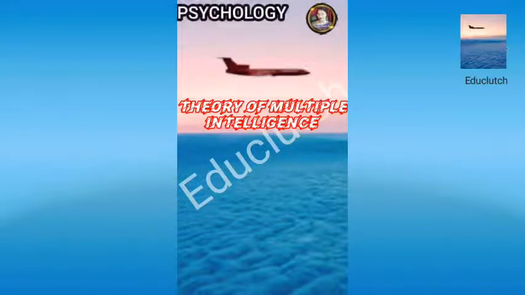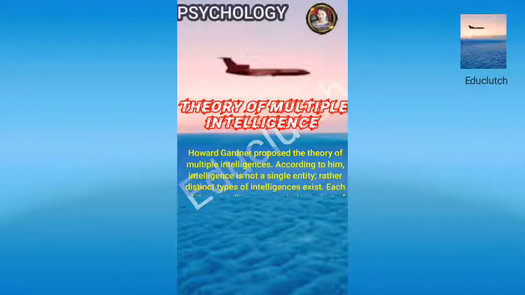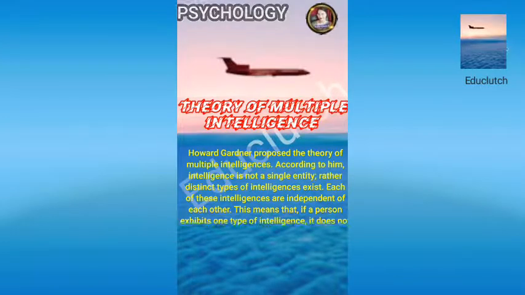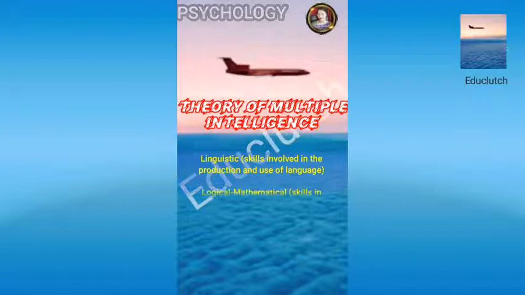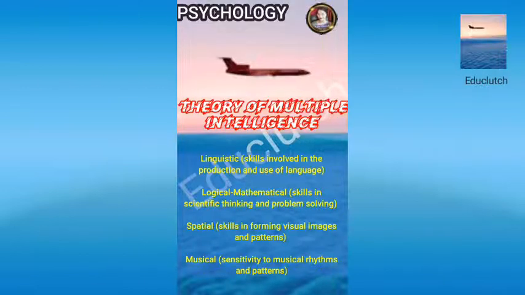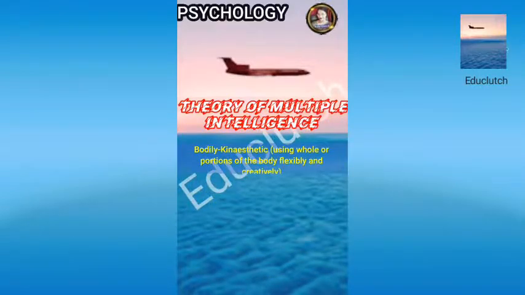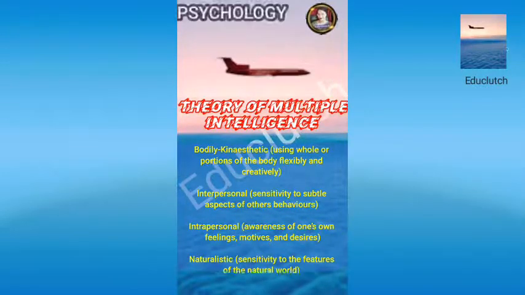Theory of multiple intelligences, which is given by Howard Gardner. According to him, intelligence is not a single entity. Rather, distinct types of intelligence exist. So this means that if a person exhibits one type of intelligence, it doesn't necessarily indicate being high or low on other types of intelligence. His main types are: first is linguistic, second is logical or mathematical, third is spatial, fourth is musical, fifth is bodily or kinesthetic, sixth is interpersonal, seventh is intrapersonal, and eighth is naturalistic.